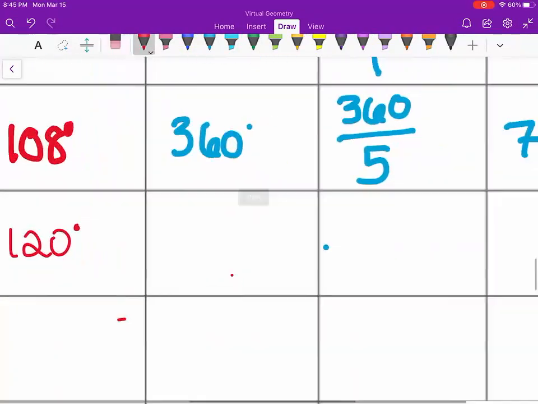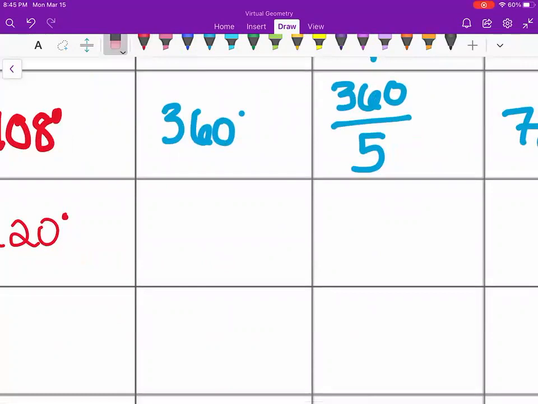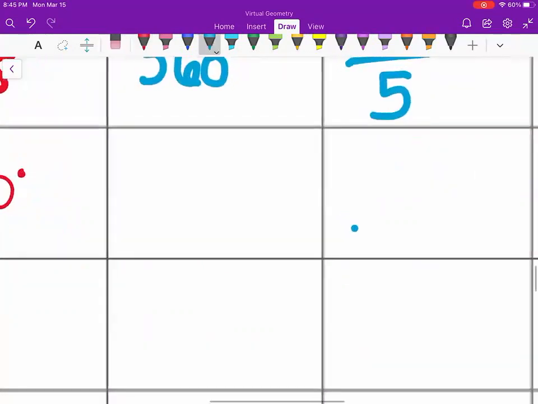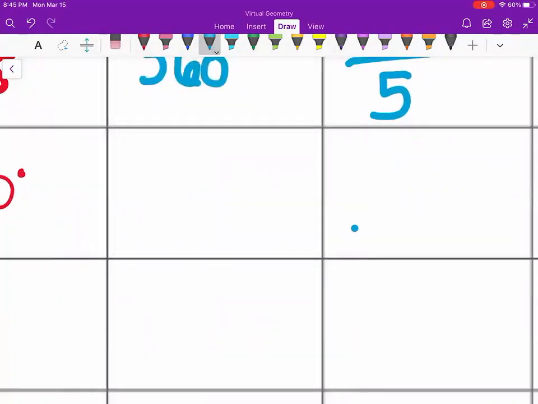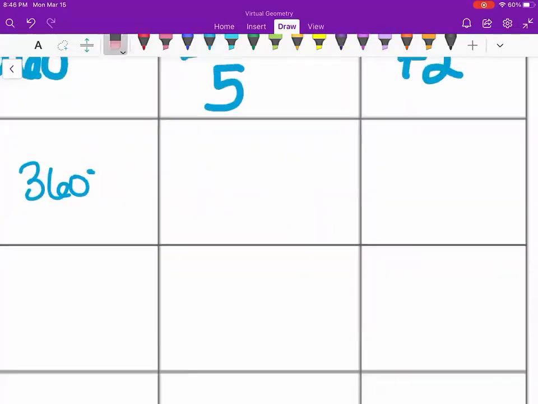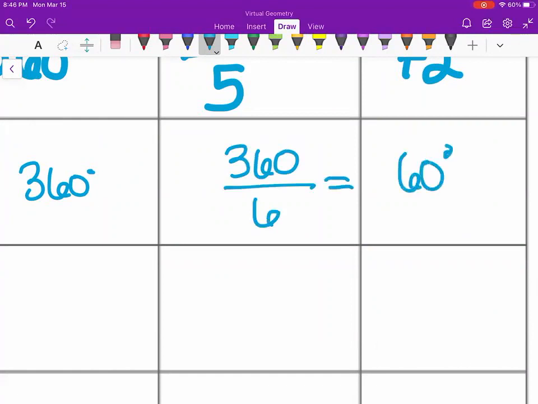All right, now let's do the exteriors. Again, it does not matter the size. The sum of the exteriors is always 360. We take that same 360 and divide it by the number of sides it's got, and each exterior is 60 degrees.